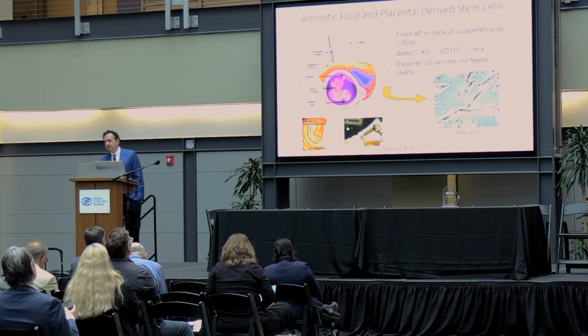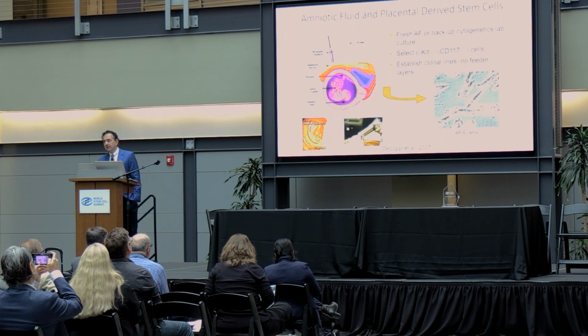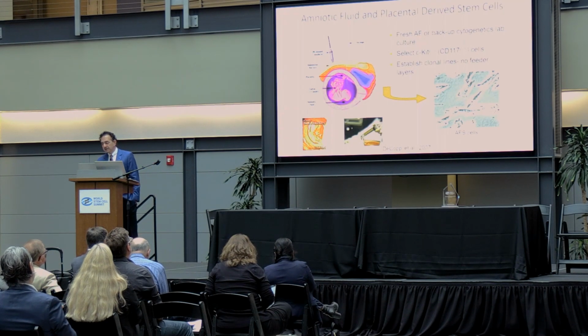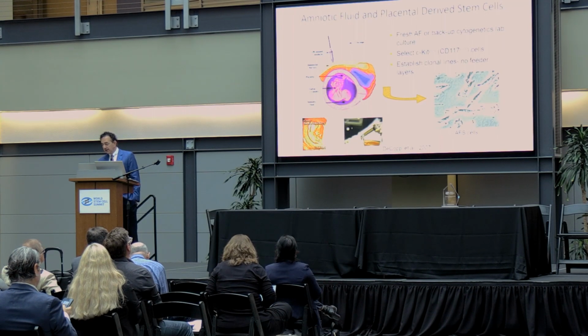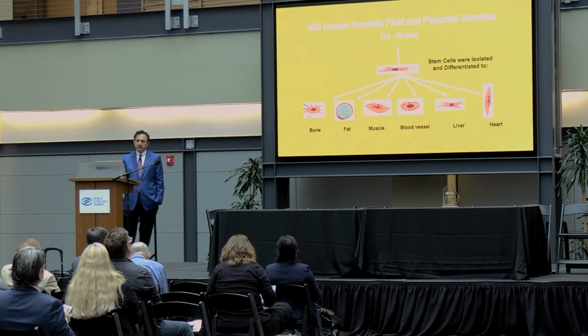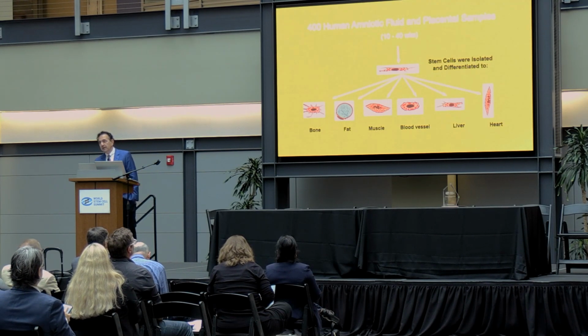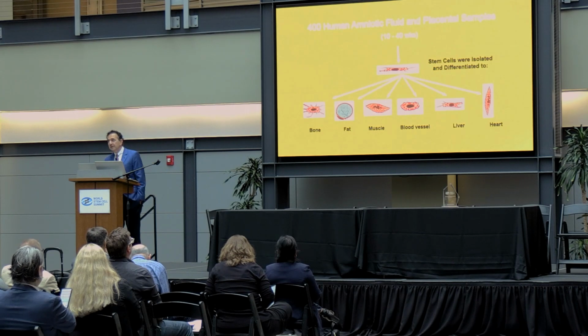We tried all these different factors, but there was one factor that actually allowed us to isolate this specific stem cell type that we could grow in very large quantities outside the body. And we went over 400 samples from patients, from both amniotic fluid and placenta, to obtain in all of these a stem cell population.